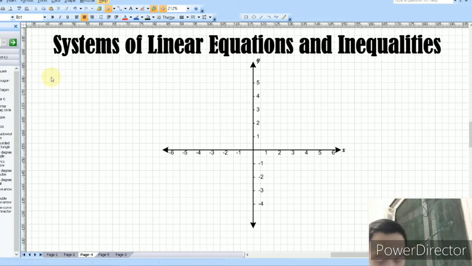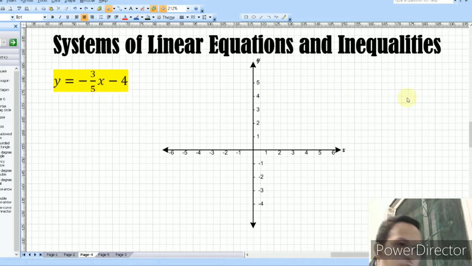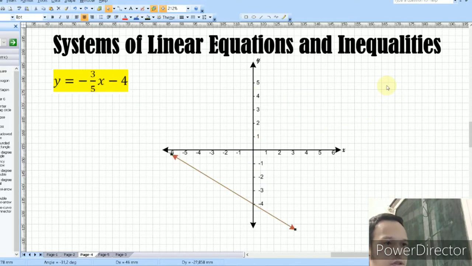A system, based on the textbook, is a set of open sentences, each of which contains the same variable. Here is an example. If I have a linear function, for example y equals this one, and I present it in a graph, this is the graph. This line is the solution of this function, showing all the ordered pairs which satisfy it.